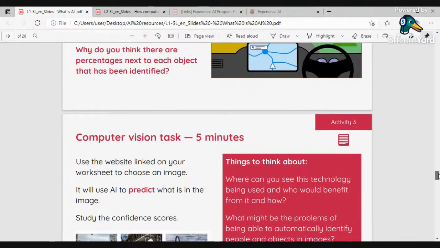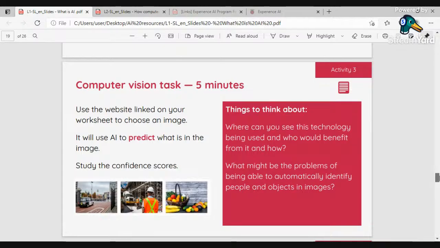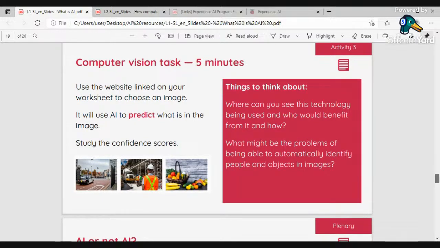So, computer vision tasks. Use the website linked in your worksheet to choose an image. We have several images in your worksheet, with a link to interact with. Use it to predict what the image is, and study the confidence scores of that image. Now, of these three images, let's use the fruit image.